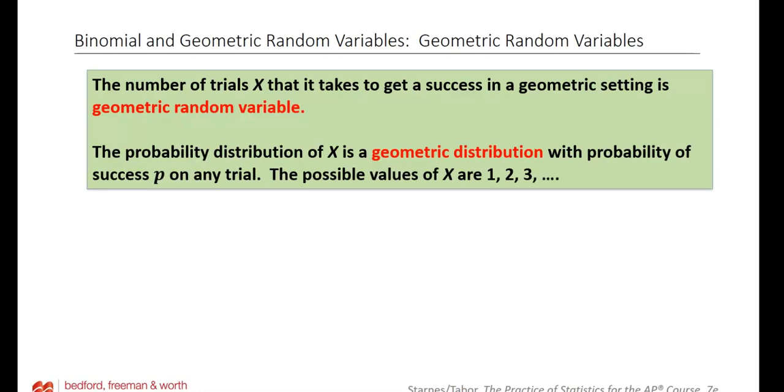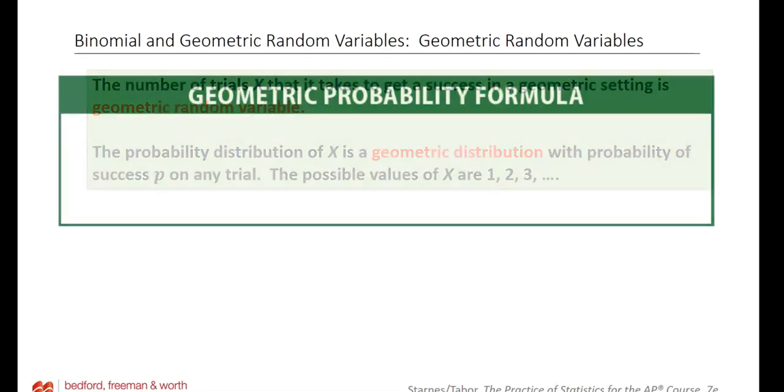This is just telling you what a geometric random variable is. Pretty similar to binomial, but no set number of trials.